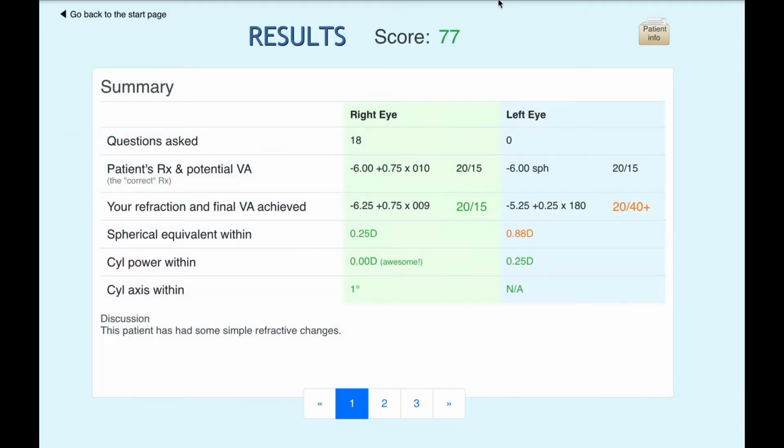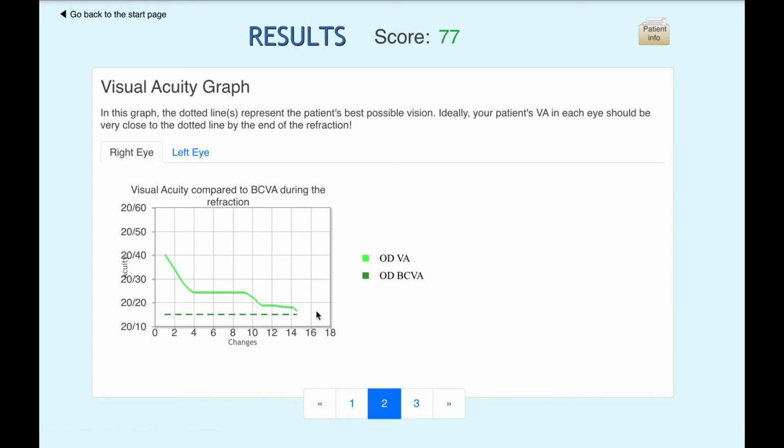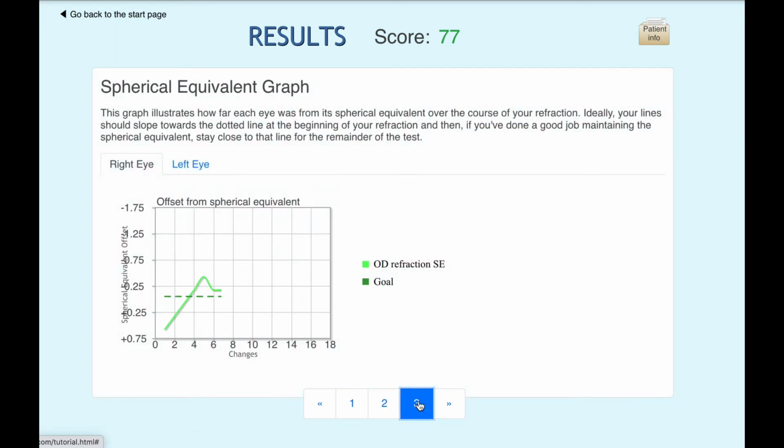In addition, you'll get feedback on your refraction. How close did you get to the patient's true prescription? What sort of vision would they achieve with your correction? How did you do with establishing the spherical equivalent and maintaining it throughout the refraction?